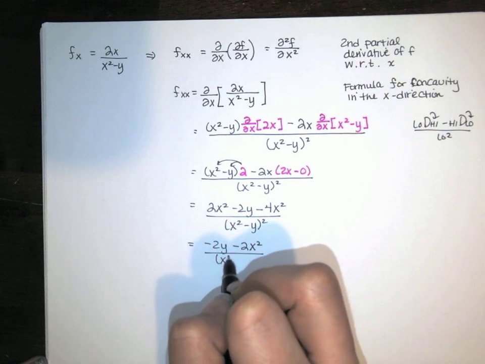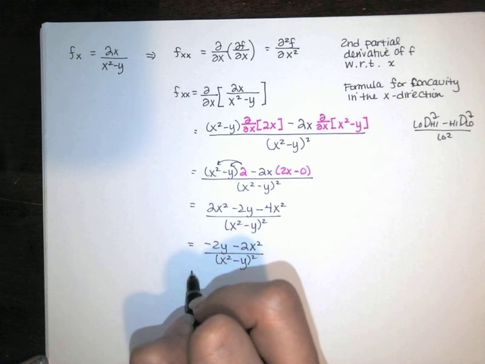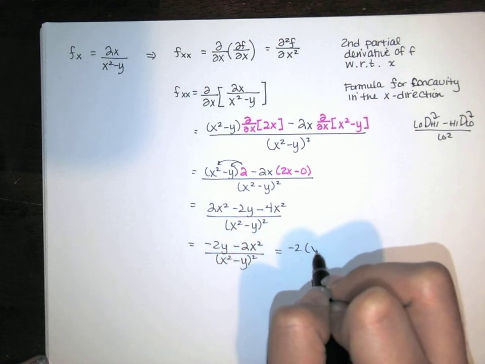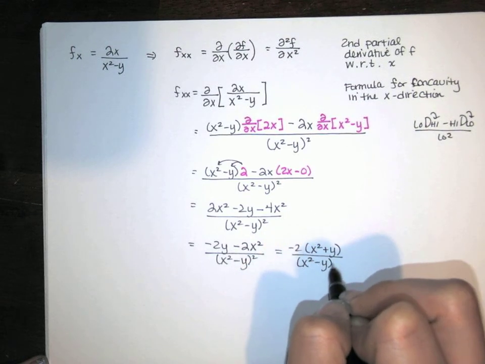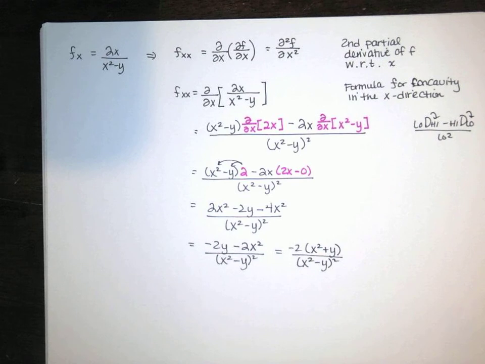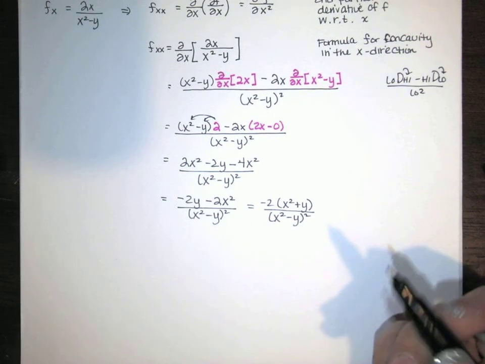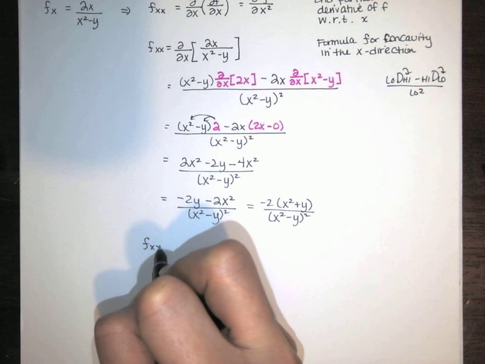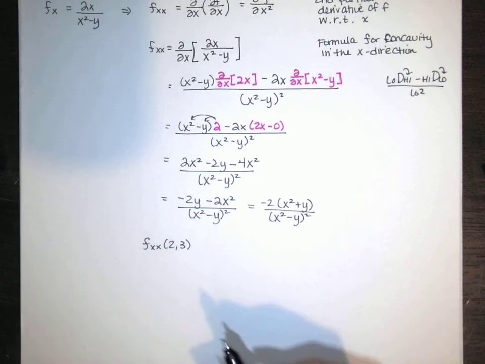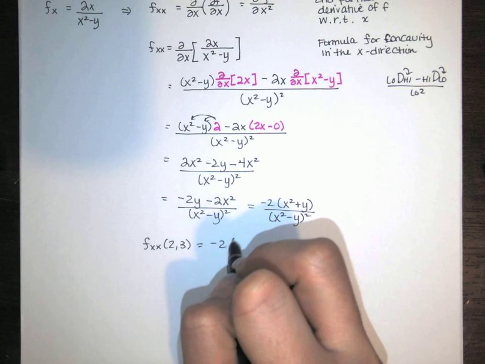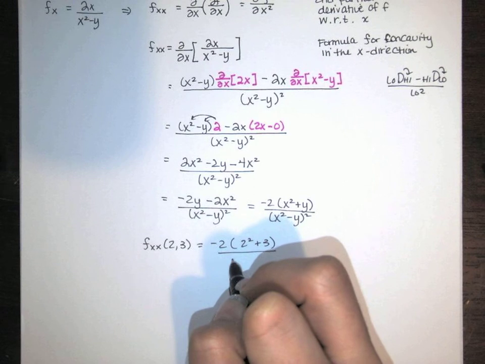You could leave it like this. If you prefer, you can factor it. We could factor out a negative 2. And usually we like to write our letters in alphabetical order. All right. So that's the second partial of f with respect to x. Again, this is a formula for concavity. When I substitute in the point x equals 2, y equals 3, I'm talking about a particular point on my surface, I get this. X is 2, y is 3.